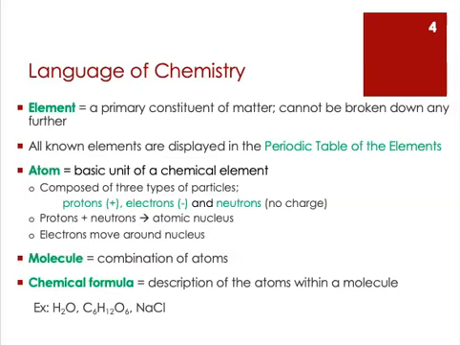If you look at C6H12O6, that's the chemical formula for glucose. There are 6 carbons, 12 hydrogens, and 6 oxygens inside a molecule of glucose. You could also say there are 3 different elements in glucose: carbon, hydrogen, and oxygen. So we have to know what each one of these terms means so that when we speak the language of chemistry, we can understand each other.